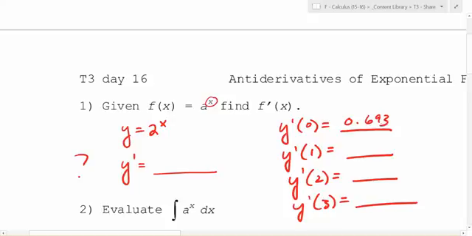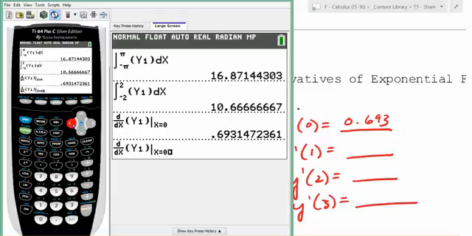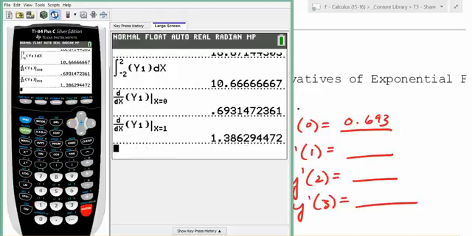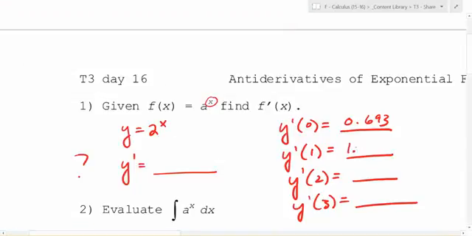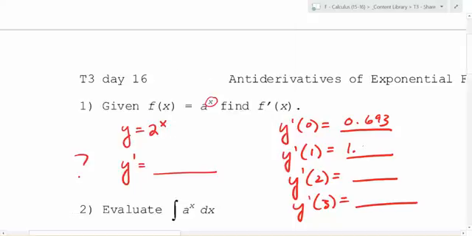Okay, 0.693. At first, I'm like, oh, dang it. That's not super nice, right? But then we want to do the second entry because it does the same thing. But then instead of x equals 0, what do I say? X equals 1. And what do I get? Oh, 1.386. Please do this for me. Fill in these two right here. Use your calculator.